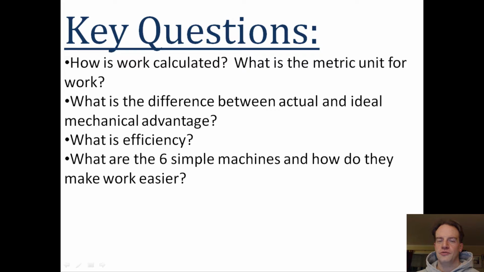Question. How is work calculated? What's the metric unit for work? What is the difference between actual and ideal mechanical advantage? What is efficiency? What are the 6 simple machines and how do they make work easier?